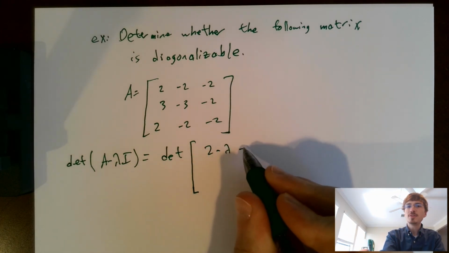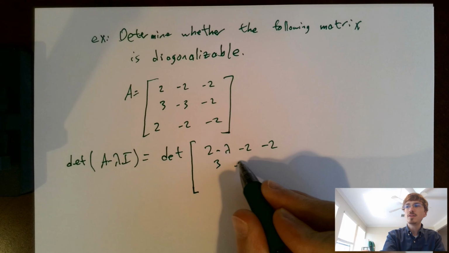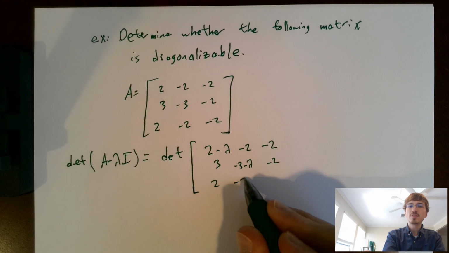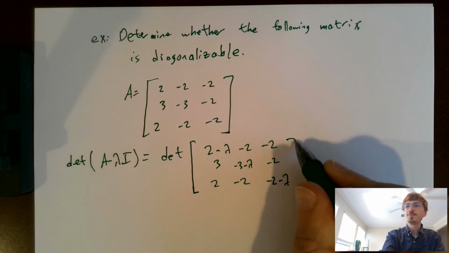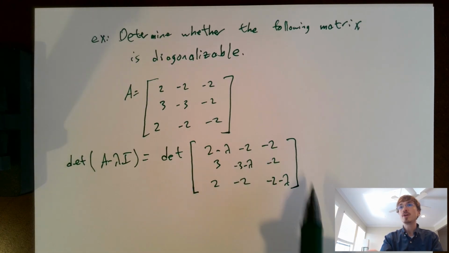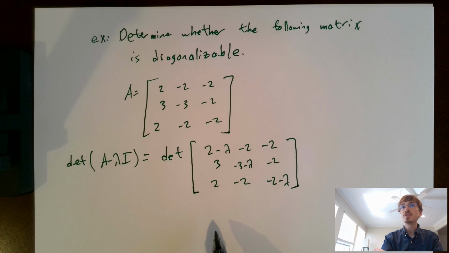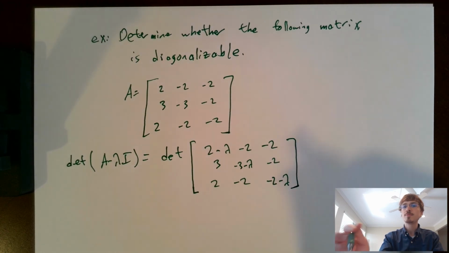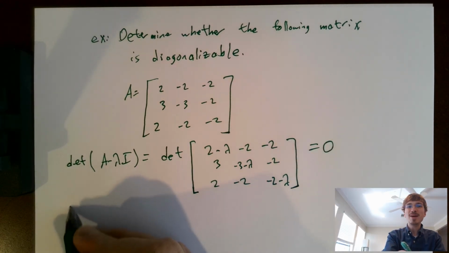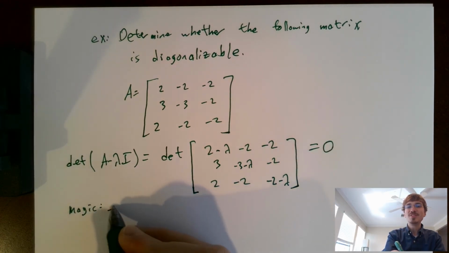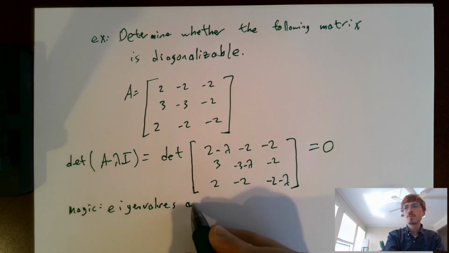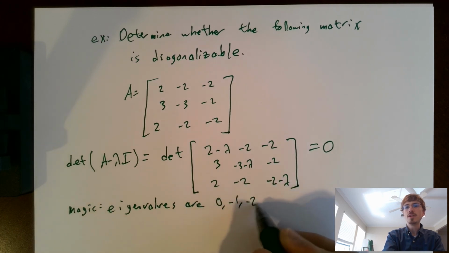2 minus lambda, negative 2, negative 2, 3, negative 3 minus lambda, negative 2, 2, negative 2, negative 2 minus lambda. Whenever you take the determinant of this, that is of course called your characteristic polynomial, and the roots of this characteristic polynomial give you your eigenvalues. And whenever you find the roots, of course you set it equal to 0, yeah? By a little bit of magic, you'll see that the eigenvalues are 0, negative 1, negative 2.